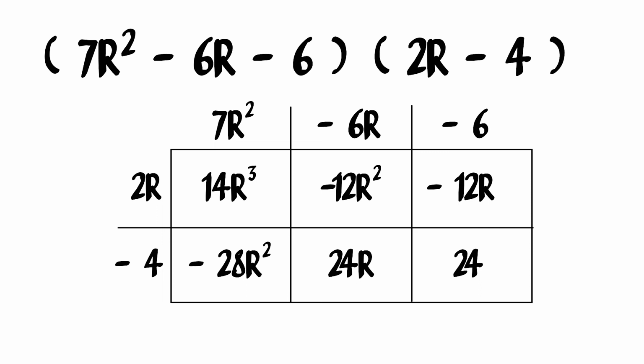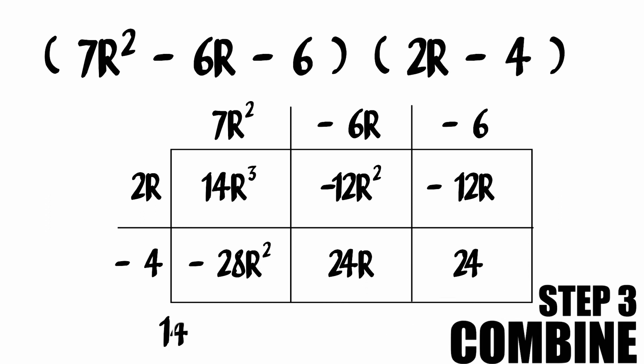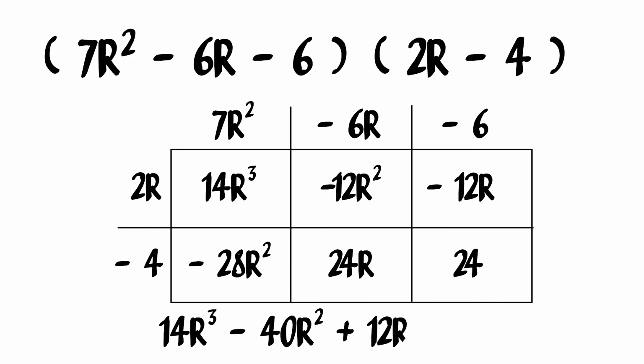After we combine the like terms, taking into account the negatives and the positives, we're left with an expression of 14r to the third minus 40r squared plus 12r plus 24. That was our third problem.